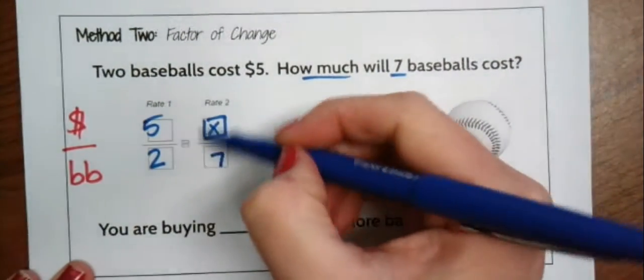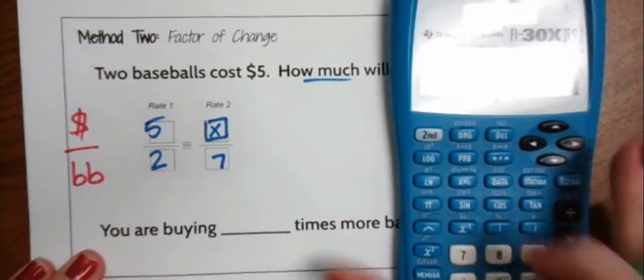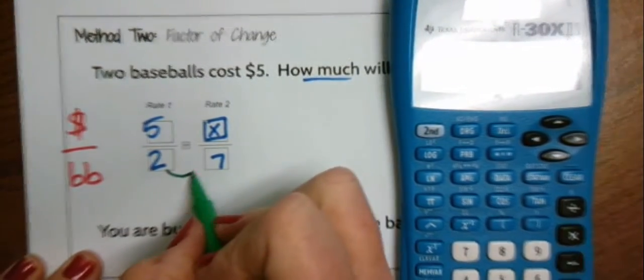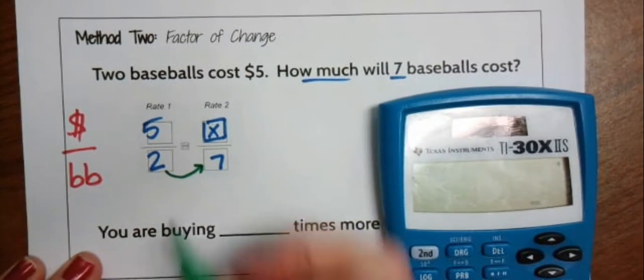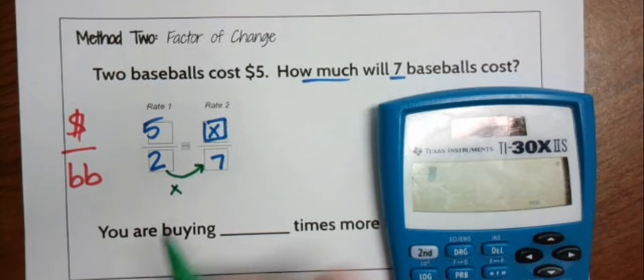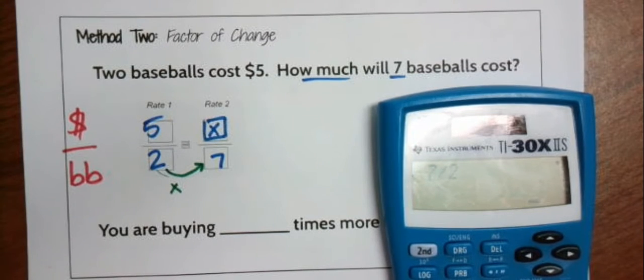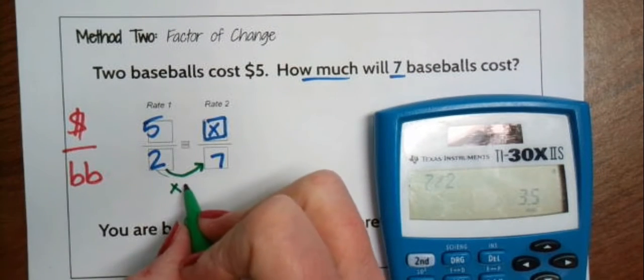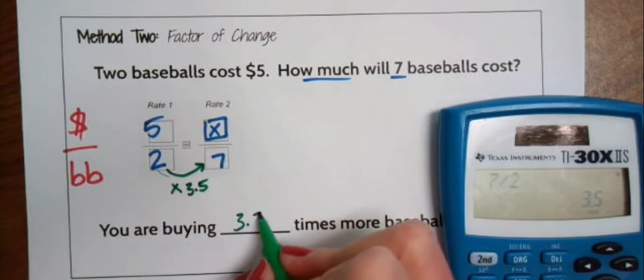Well, last time we looked vertically and we found unit rate. Now let's look horizontally. This is called factor of change. So if I look horizontally, from 2 baseballs to 7 baseballs, what do I multiply by? How many times as many baseballs am I buying when I buy 7? So to figure out what we're multiplying by, I can divide 7 divided by 2. That's 3.5. I am buying 3.5 times more baseballs.